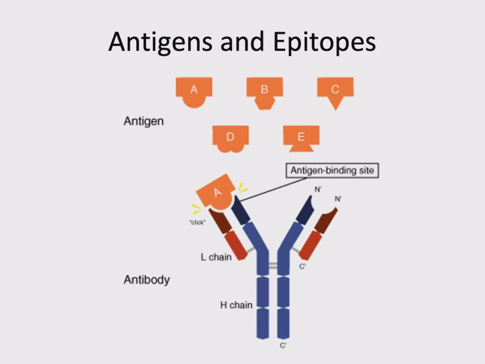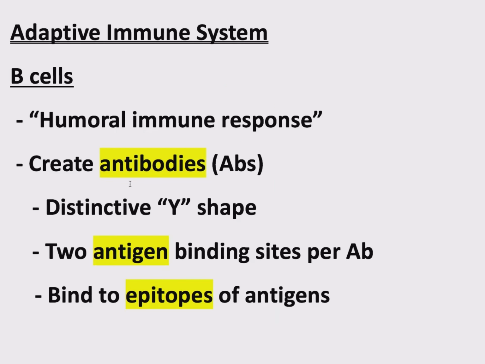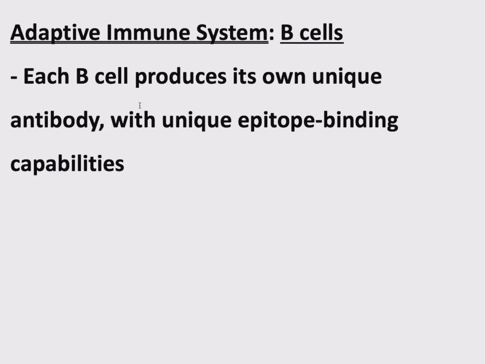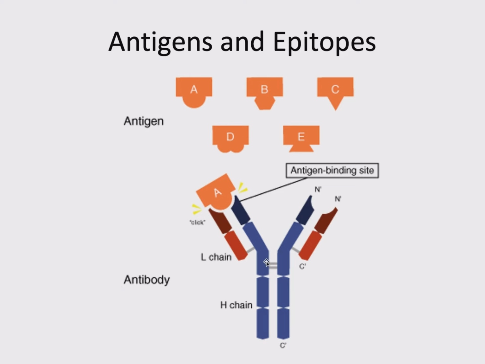Now, you have a lot of B cells in your body because you want to be able to respond to a bunch of different antigens. You don't want to just have antibodies that bind to one specific thing. You want to have a lot of antibodies in your repertoire to be able to deal with any possible threat. So each B cell that you have, because remember we're talking about B cells that make these antibodies, produces its own unique antibody with unique epitope binding capabilities. So, this antibody came from a certain B cell. That B cell always makes this antibody, and this antibody binds to this A antigen. But maybe you've got another B cell in your body that makes a slightly different antibody that can bind to this C antigen, and so on.